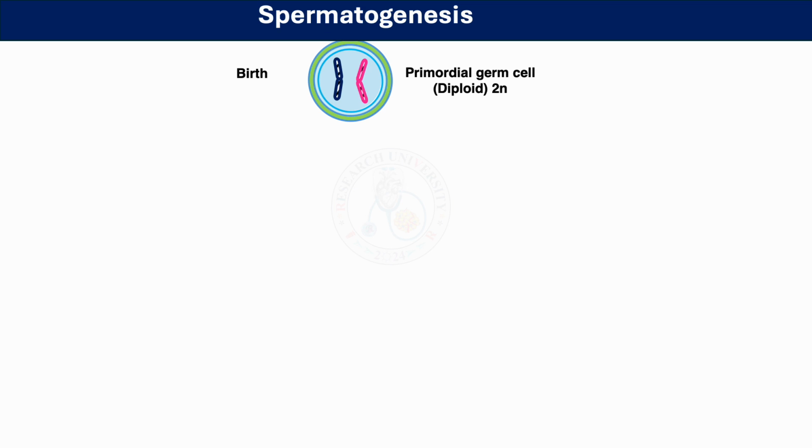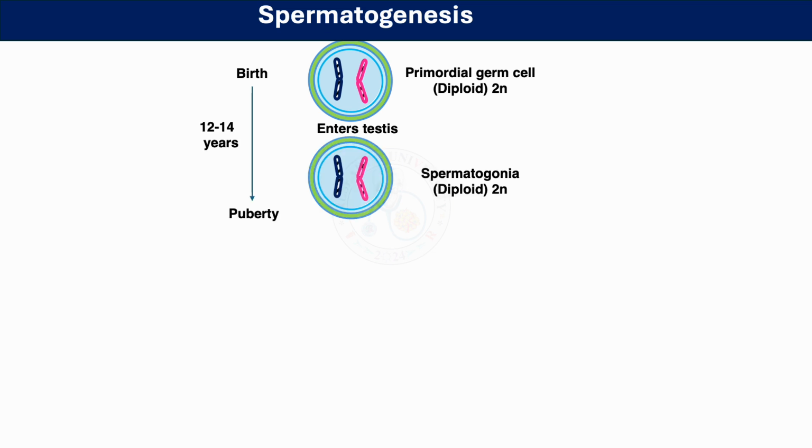These cells are derived from the primitive streak during early embryogenesis, migrate into the genital ridges, and eventually settle in the developing testes. These primordial germ cells, after settling into the testes, differentiate into spermatogonia, also called the stem cells for spermatogenesis. These spermatogonia remain quiescent until puberty.